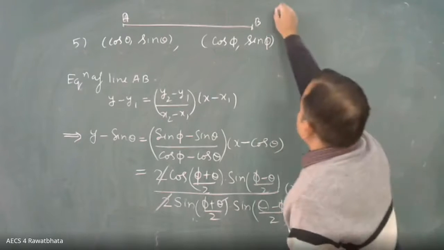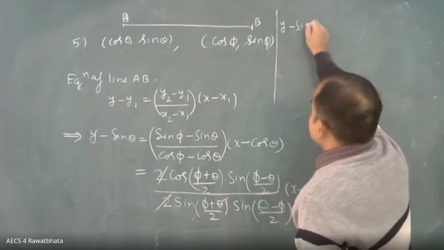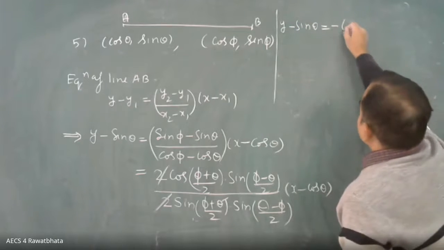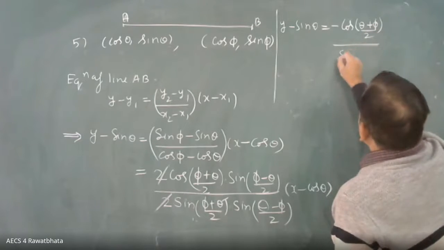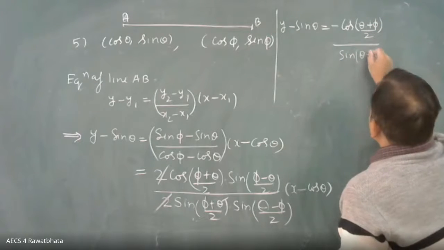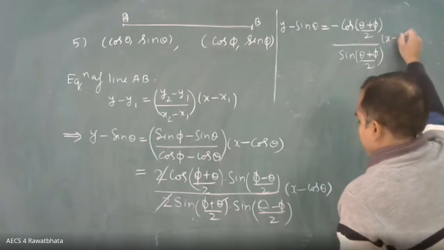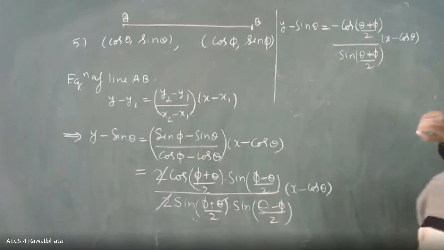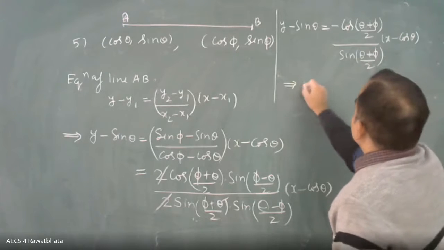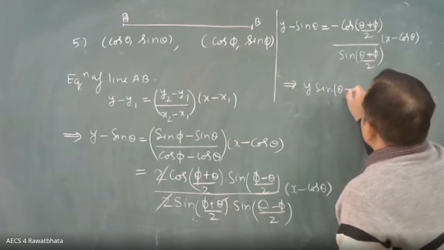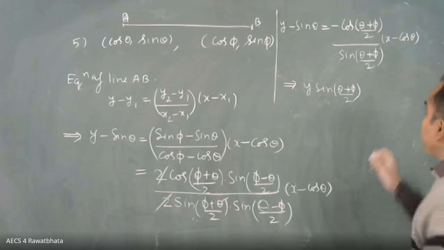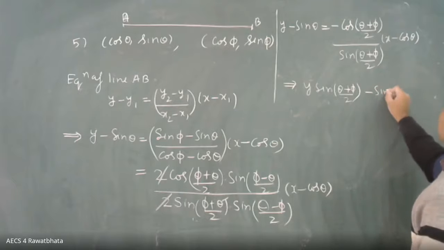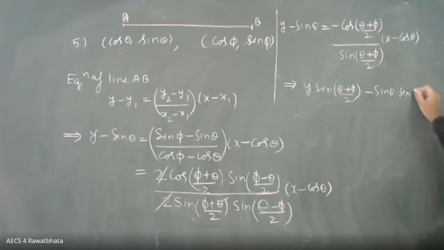So this will be y minus sin theta equals to minus cos theta plus phi whole by 2 whole upon sin theta plus phi whole by 2 into x minus cos theta. So if I cross multiply, y into sin theta plus phi whole by 2 minus sin theta into sin theta plus phi whole by 2.